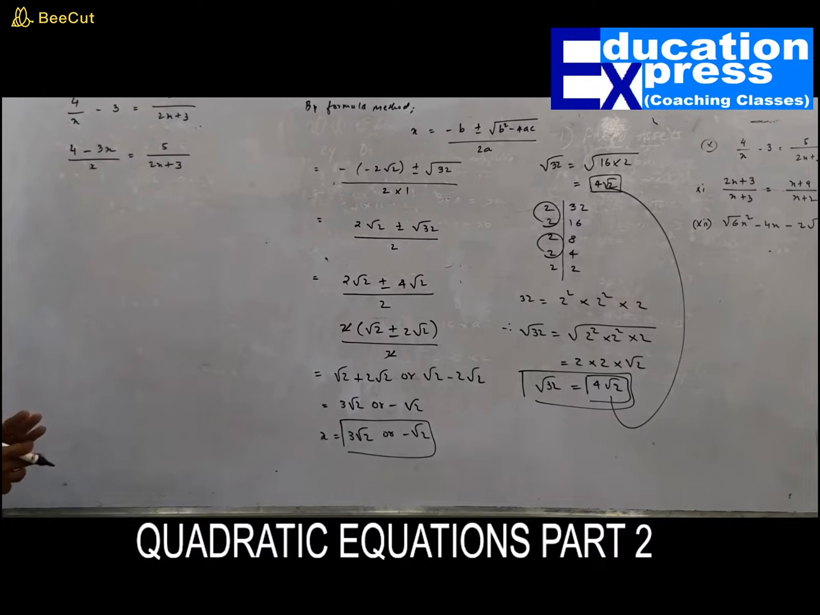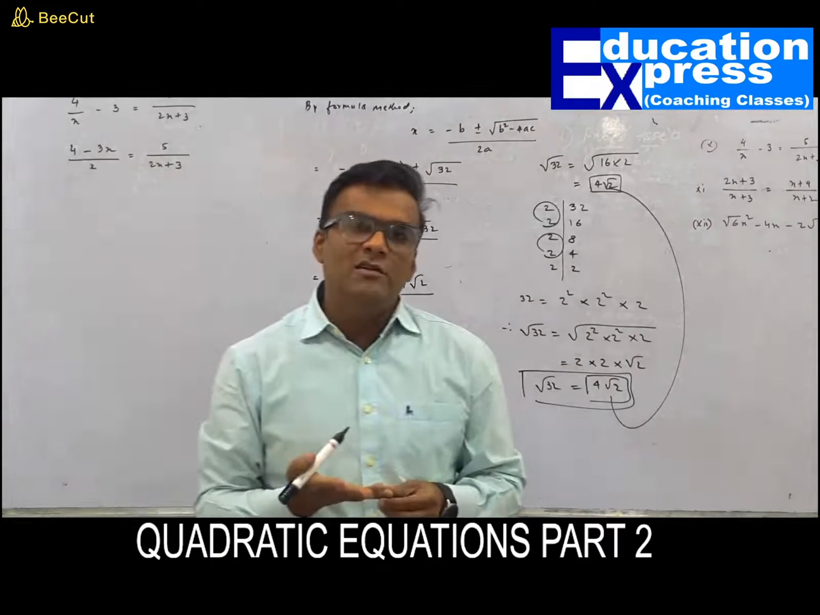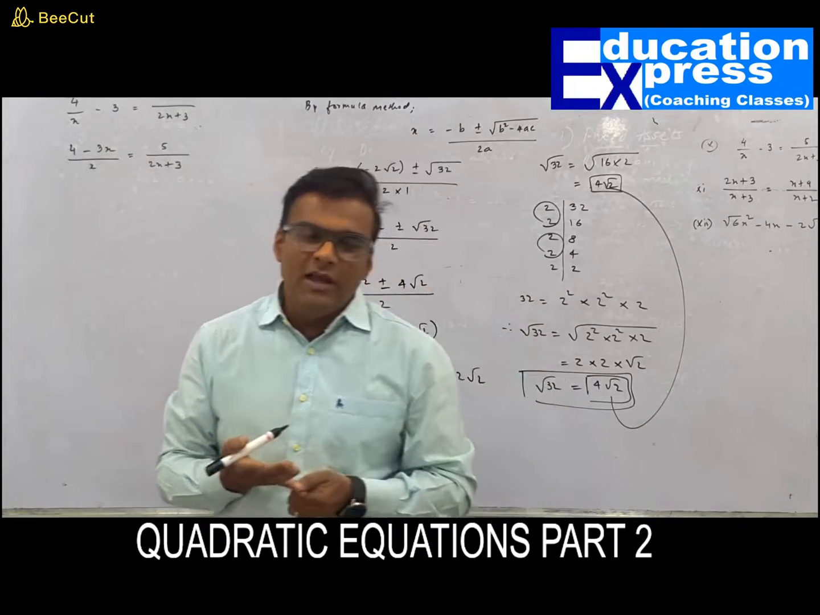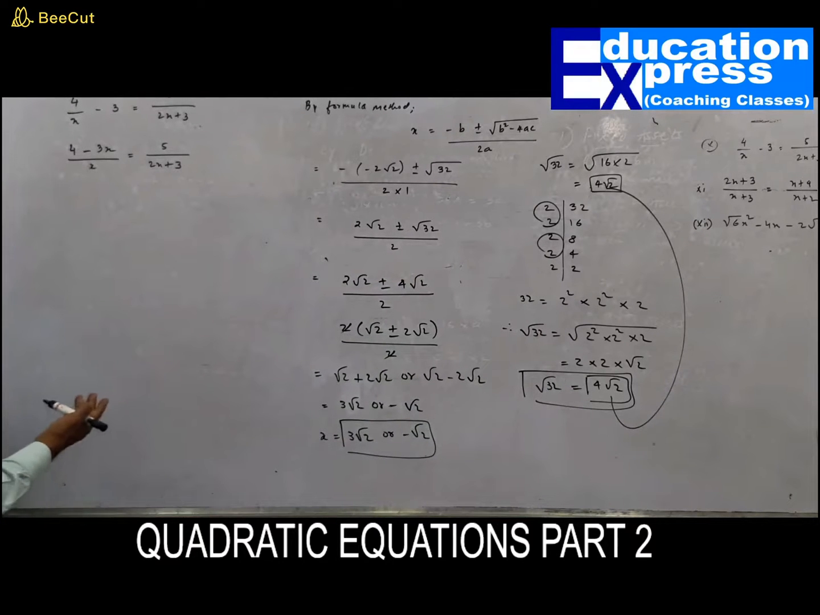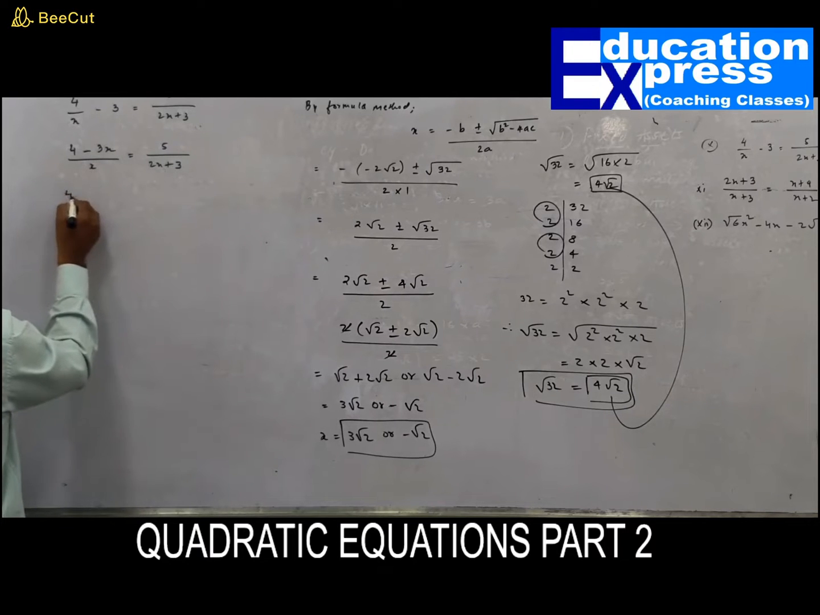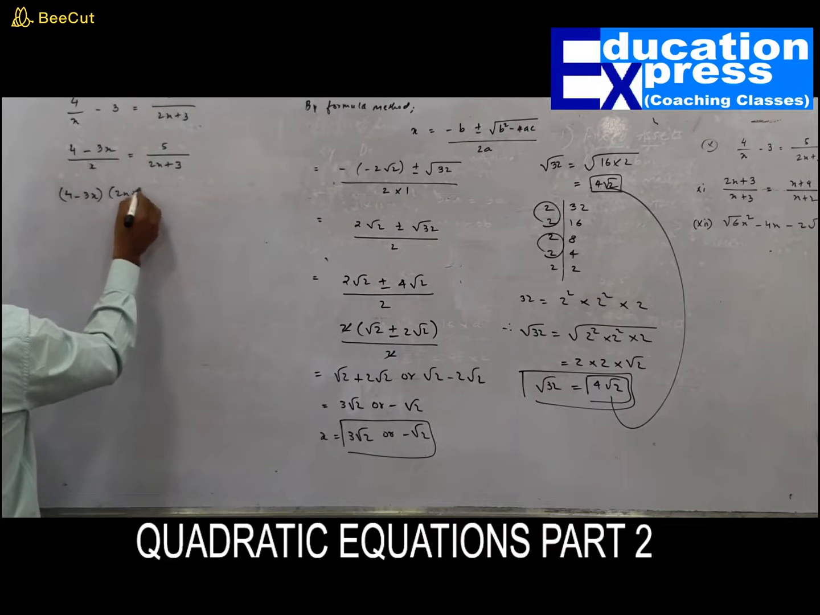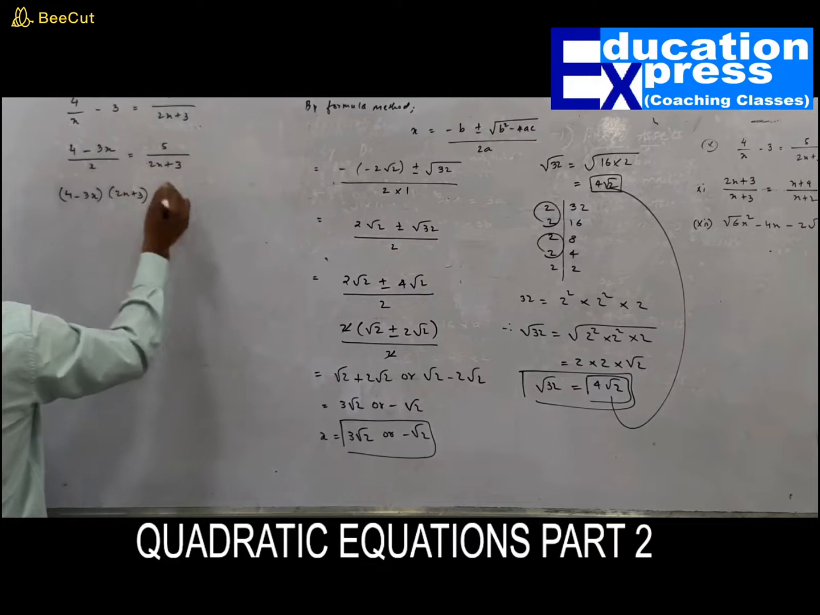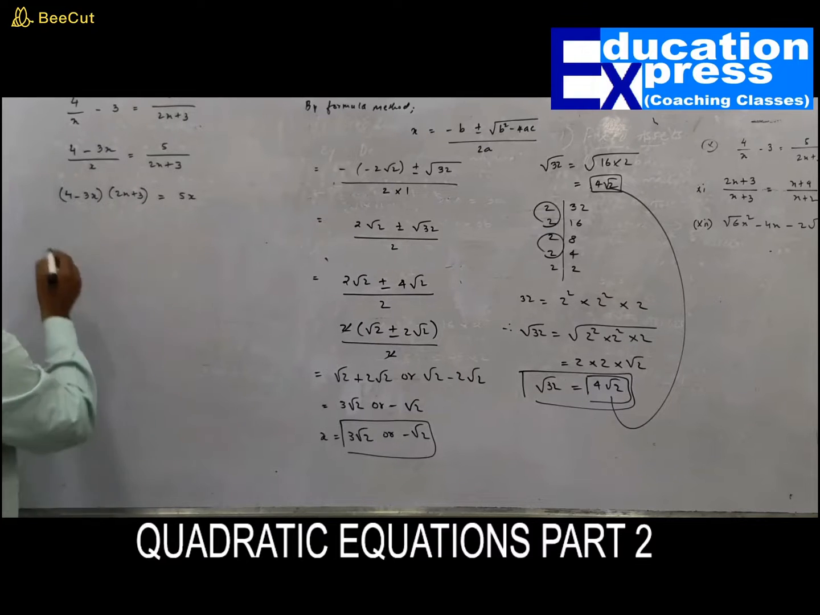So you got it? As I told you, fractions can be eliminated by two methods. One is by taking LCM and second by cross multiplication. Here it seems doing cross multiplication will be easier. So let us cross multiply: 4 minus 3x multiplied by 2x plus 3 will be equal to 5 into x, which is 5x. This is normal expansion.